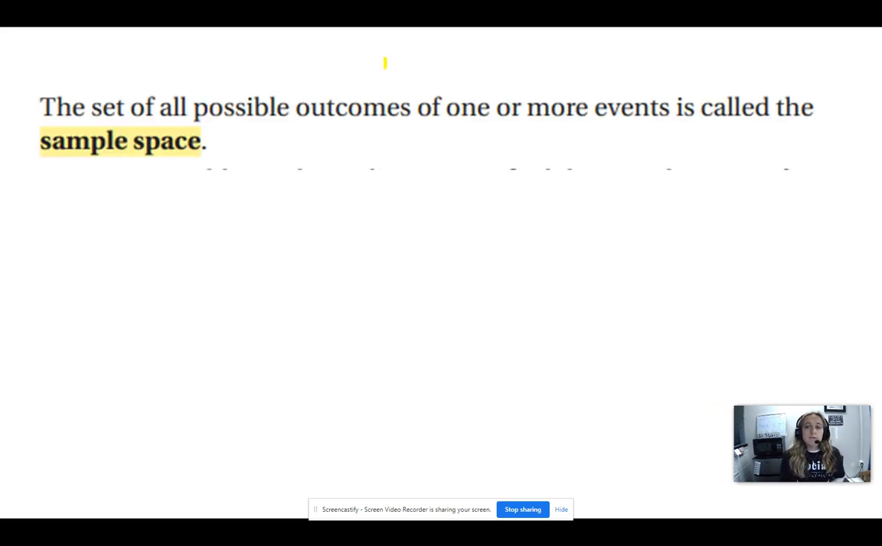Okay, so our first vocabulary word is going to be sample space. A sample space is the set of all possible outcomes of one or more events. So that's a sample space, a set of all possible outcomes. We're going to take a peek at that today.